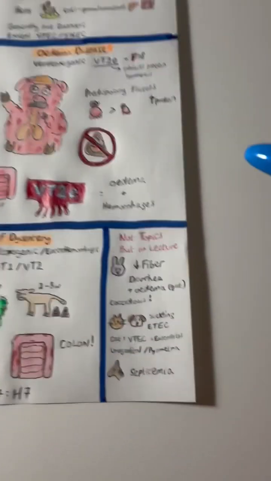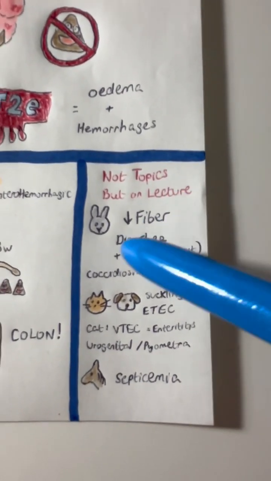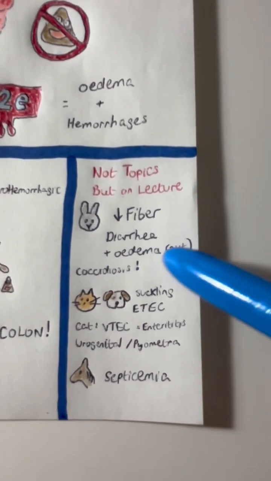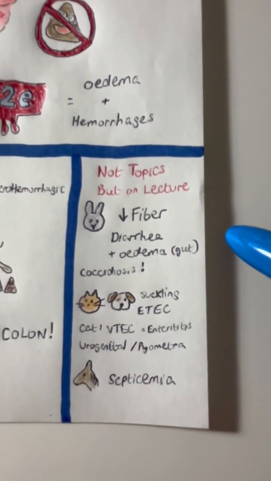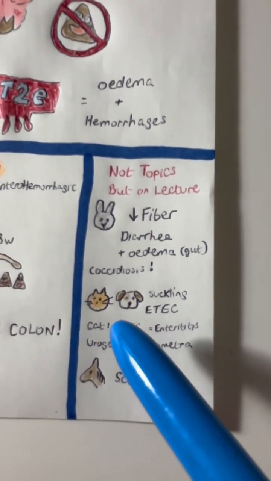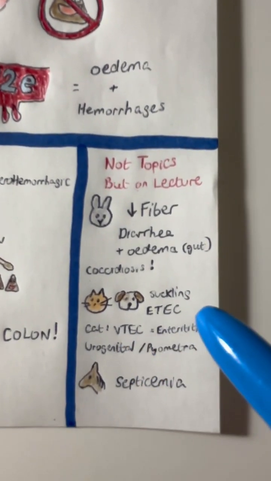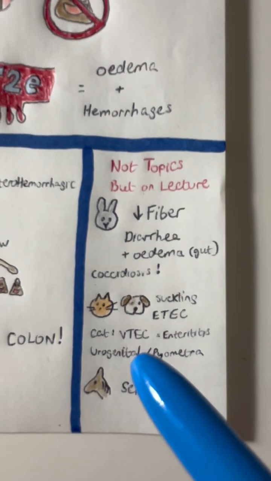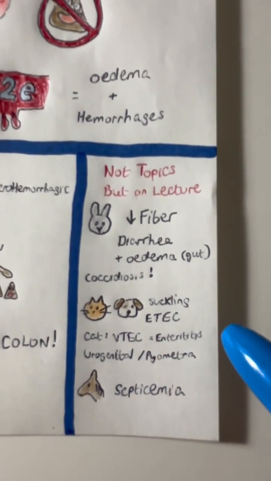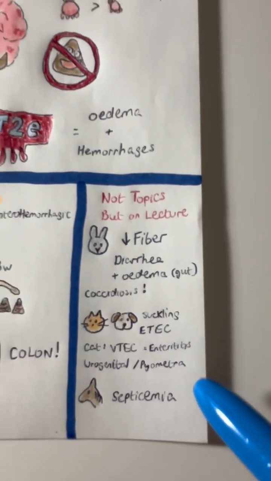And last but not least, these are not topics, but they were on the lecture. In rabbits, when they have a low fibre diet, they can get diarrhea and edema in the gut. It's usually associated with coccidiosis. In cats and dogs, E. coli infections are usually associated with suckling babies, normally enterotoxigenic strains, and cats can also get virotoxigenic strains, which causes enteritis, as well as urogenital and pyometra. And horses can get septicemia.